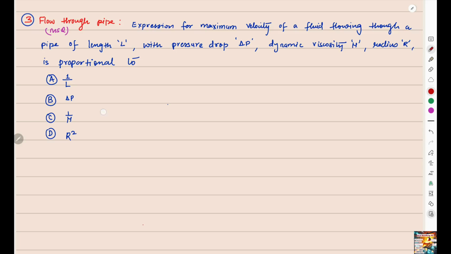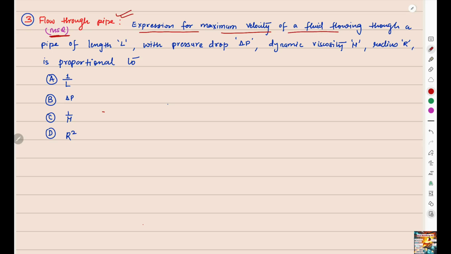This question was from flow through pipe topic, and that was a MSQ type of question. According to the question, the expression for maximum velocity of a fluid flowing through a pipe of length L, pressure drop delta P, dynamic viscosity mu and radius R is proportional to. So we have to find the proportionality for maximum velocity. So for fluid flowing through pipe, we know the relation between maximum velocity and the following terms.